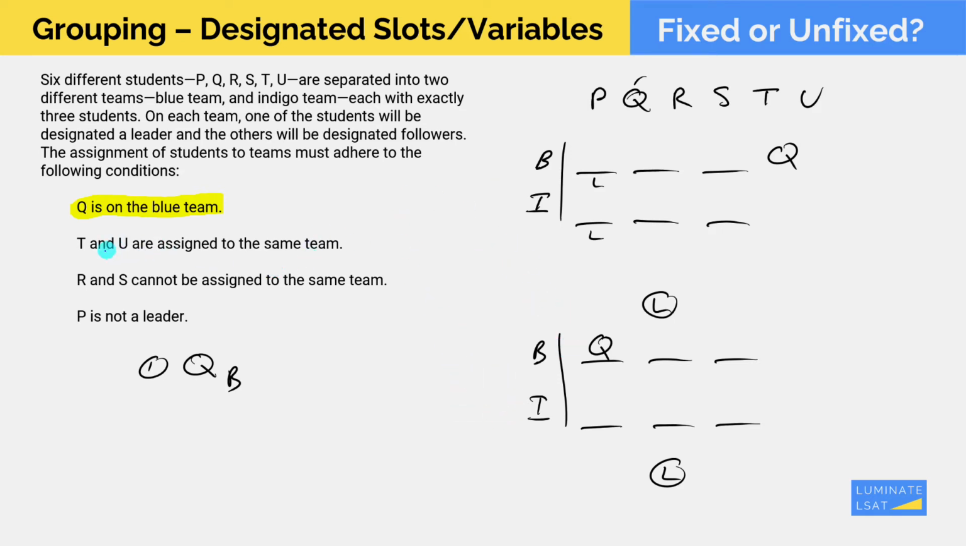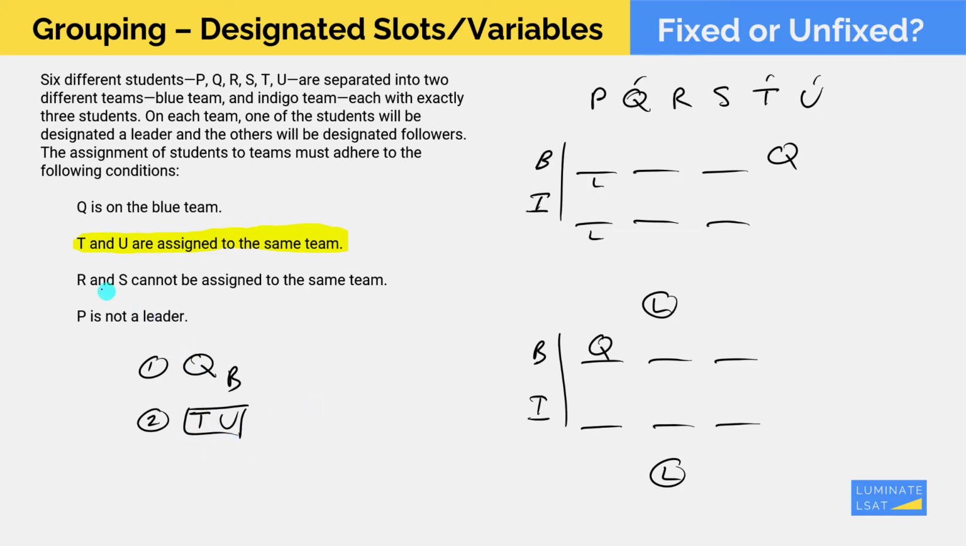The second rule says that T and U are assigned to the same team, so that's a TU horizontally like this. They always have to be horizontally in the same group. Now in the first setup here, I'm just visualizing this. It seems like I could put TU in blue or TU in I. It's not totally clear where that would go. In the second setup here, again, I could put TU either in these two slots in blue or in these two slots in I. So I can't really do anything with rule number two just yet. It does look like there are two options for where the TU go though.